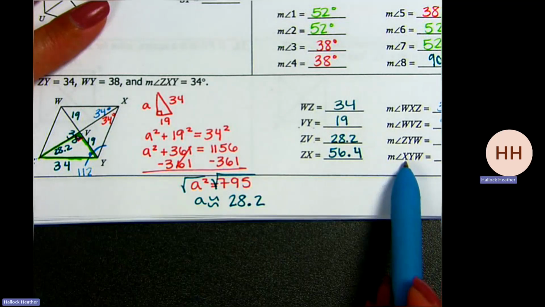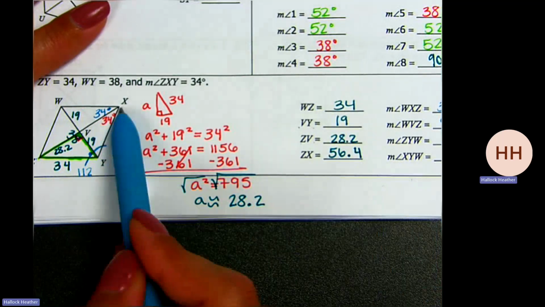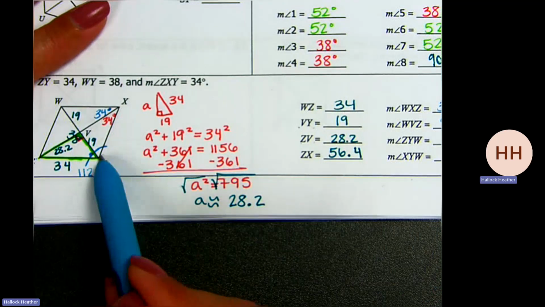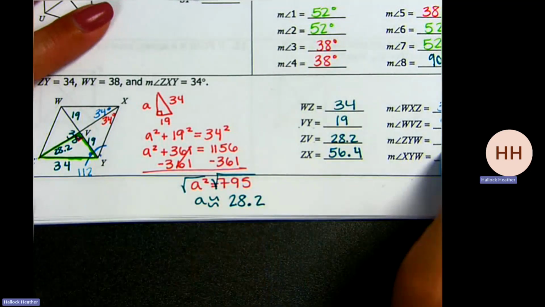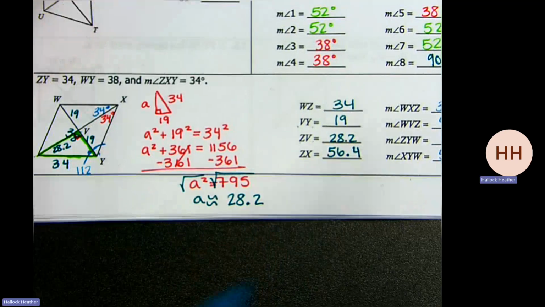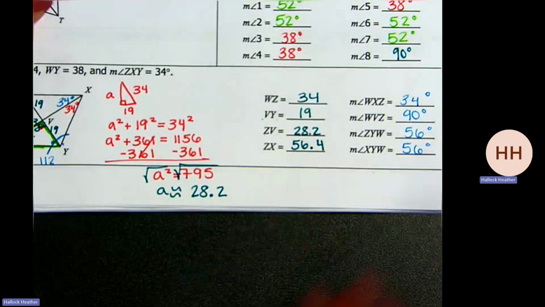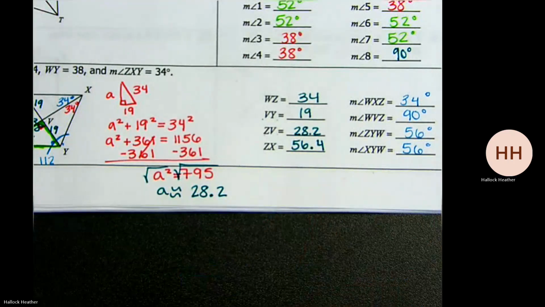The last one is XYW. XYW is going to be what? 56. Because they're congruent. It's an angle bisector. Yes. Oh, I'm sorry, I didn't even realize that. Let's go to the backside, because we're going to talk about squares.